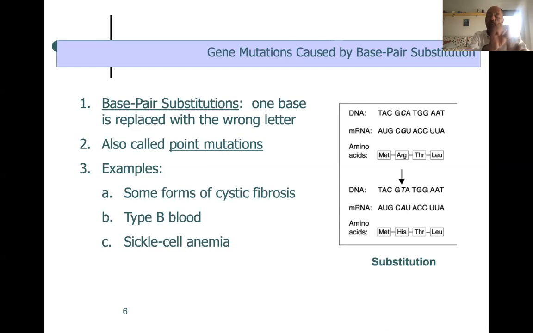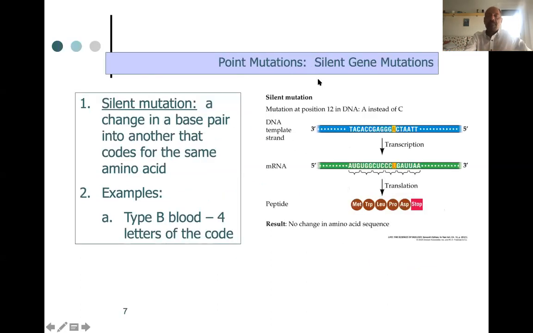This is a point mutation, so you change only one base, but then you have a different amino acid, so you have a different protein. That's enough to induce most of the genetic diseases that we know, like cystic fibrosis, type B blood, sickle cell anemia, and so forth. However, as you can easily imagine, there is quite a number of point mutations that are silent. These are called silent mutations, so it's essentially a change in a base pair into another that codes for the same amino acid, because the code is redundant. An example is the type B blood. These are mutations that don't really change the amino acid sequence.